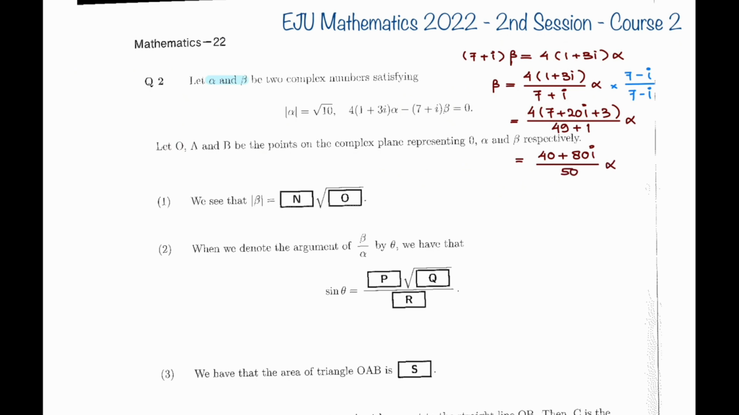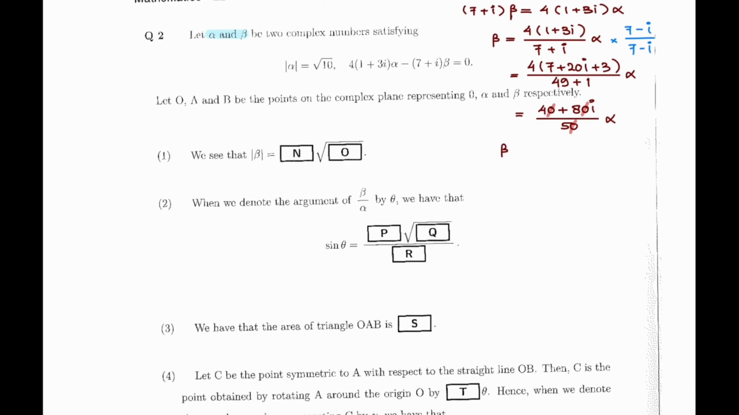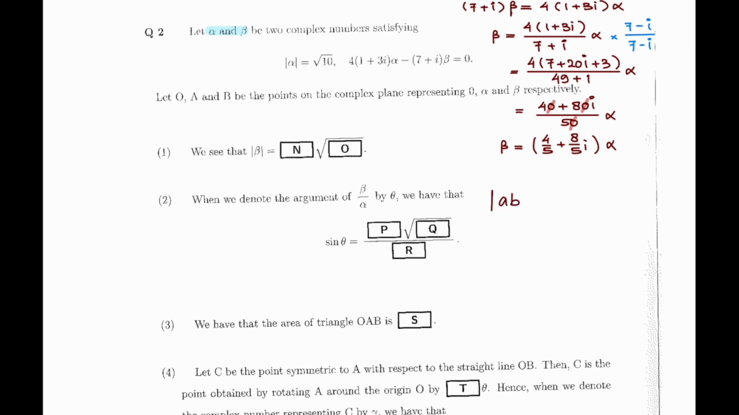And then you can cancel out the zero in each expression. Then you will get beta is equal to 4 over 5 plus 8 over 5 i, times alpha. This is the expression for beta. Once you have beta, you can find the modulus of beta. Don't forget the properties of modulus. If you want to find the modulus of AB, the modulus of AB is equal to the modulus of A times the modulus of B.